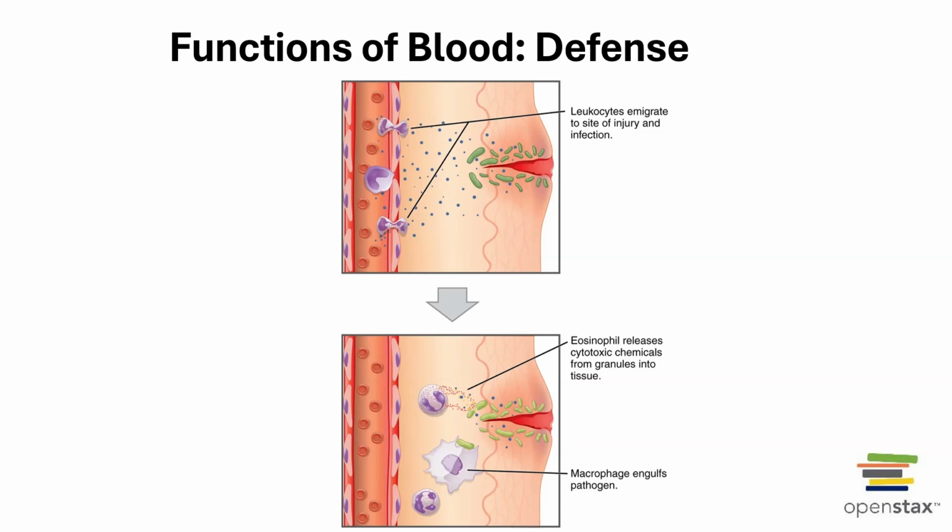A diversity of leukocytes defend against infection in several ways. Here we see a macrophage performing phagocytosis, engulfing and digesting pathogens. We see another type of leukocyte called an eosinophil releasing cytotoxic granules that help destroy pathogens.